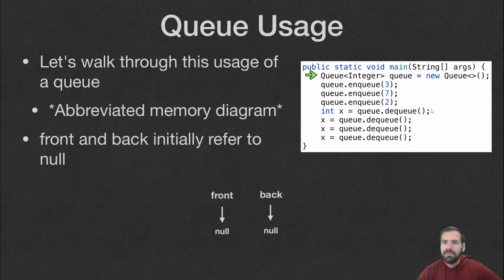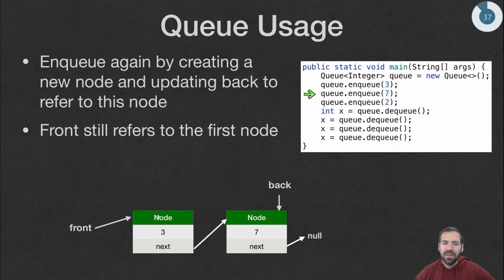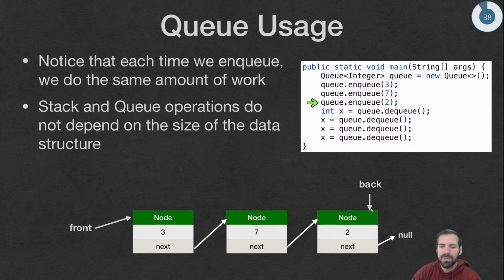In our abbreviated memory diagram here, we have an empty queue. Front and back are both referring to null. We're going to enqueue 3, and front and back are both referring to the new node that we just created. In enqueue 7, this is going to update back to 7, but front is still a reference to that 3 because that's the first node in the list, the first value in this list.